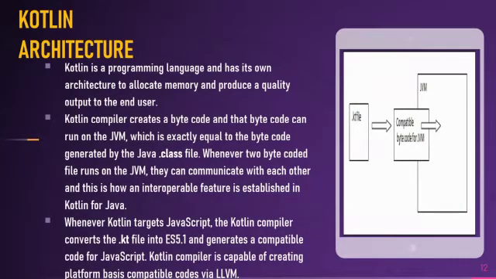Now we see the Kotlin architecture. Kotlin architecture is in the form of allocating memory and providing quality output to the end user. It creates a java.class file where the bytecode and Java files communicate with each other, and it is interoperable and established in Kotlin. And where Kotlin targets JavaScript, the Kotlin compiler converts the .kt file into ES5.1 and generates compatible code for JavaScript.